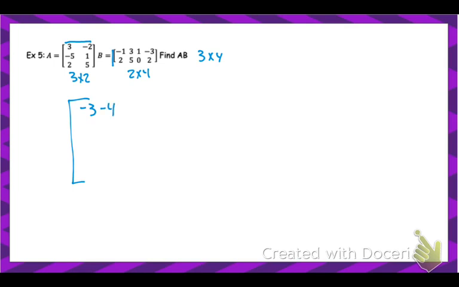Then let's go and do the first row for all these. First row, second column. So that's going to be 9 minus 10. First row, next column, 3 plus 0. And then first row, last column, negative 9 minus 4.